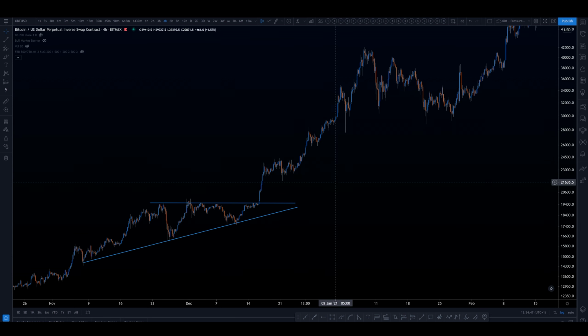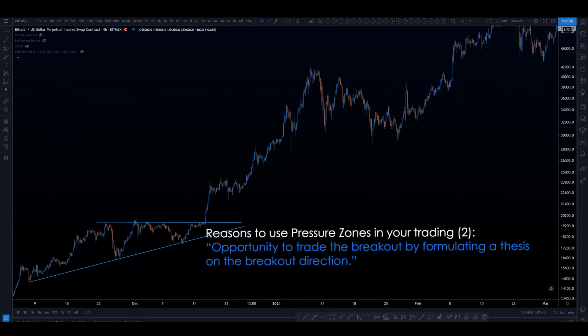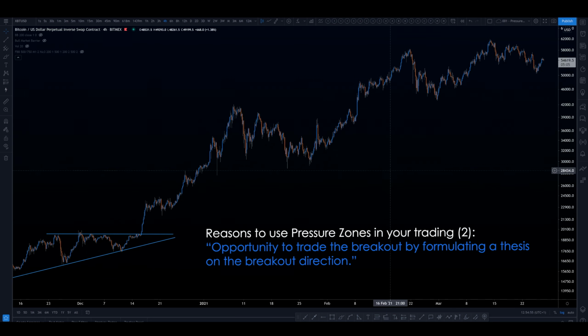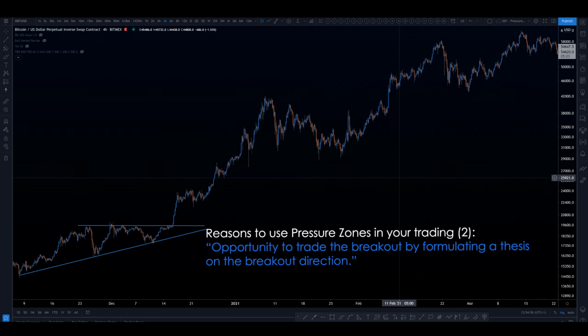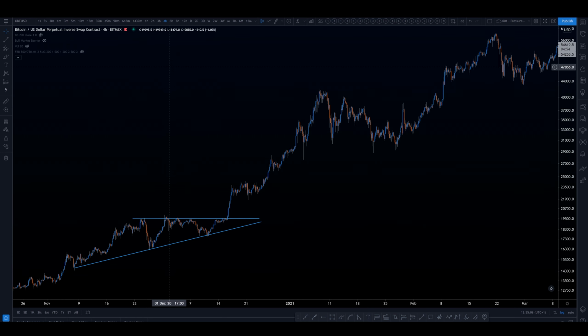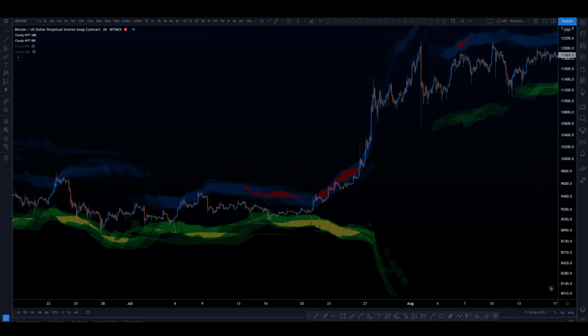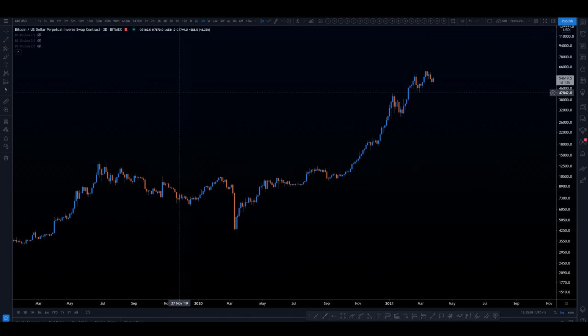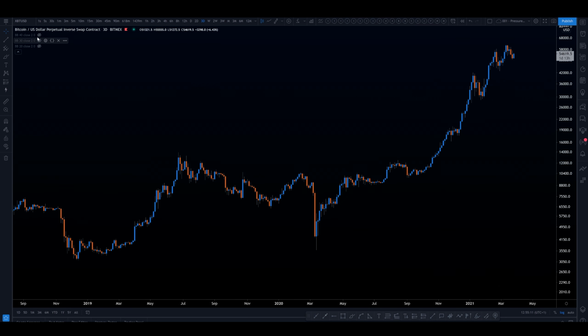The second thing is that you can actually trade the breakout direction when you know, or when you have a good idea of where it might break out to, in which direction. So what we do to find the breakout direction is, let's go back to the Bollinger Bands.